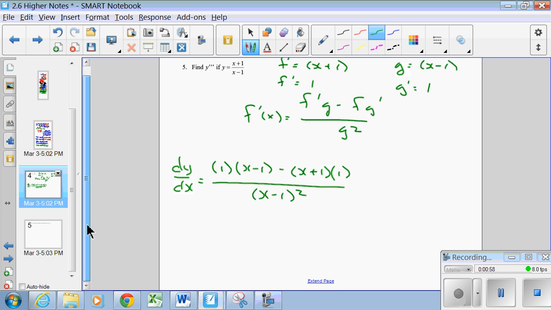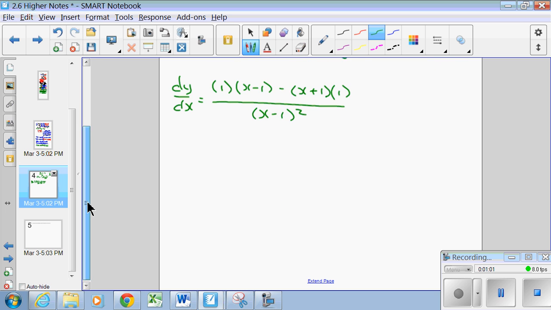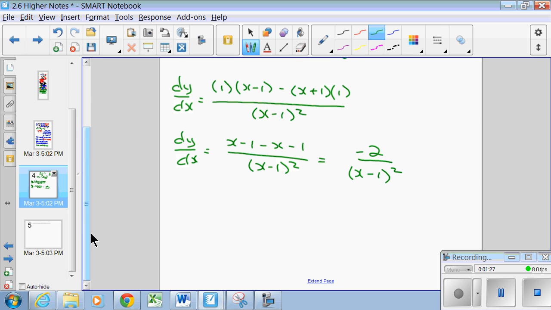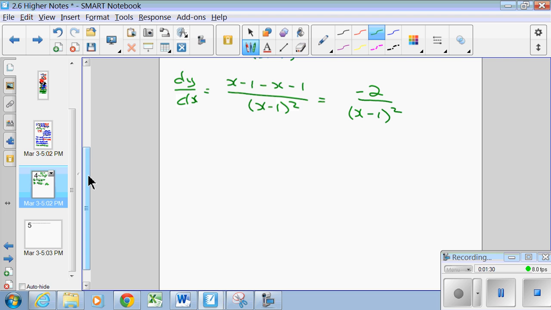So let's clean this up before we move into a second derivative. So our slope dy dx, I have x minus 1 minus x minus 1 all over x minus 1 squared. So this derivative ends up being negative 2 over x minus 1 squared. If you look at this first of all, you might be thinking that to take my second derivative, I should use the quotient rule again. But you don't want to use the quotient rule to take this because your top function is a constant.